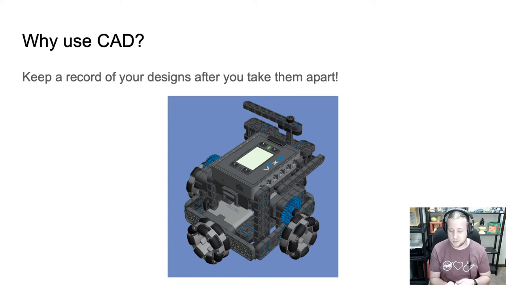what your robot looked like and how it was built, and that can be really useful for looking at later. Maybe down the road you want to design a new mechanism that behaves in a similar way or does the same thing as something you previously built. If you have a CAD model of that mechanism, it can be really easy to go back and say, okay, that's how that worked, and now I can apply that design I've already done to my new robot. So it can be really convenient to have a record of what you've built in the past.